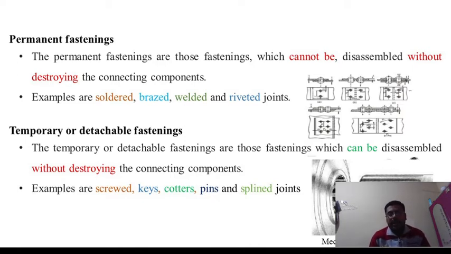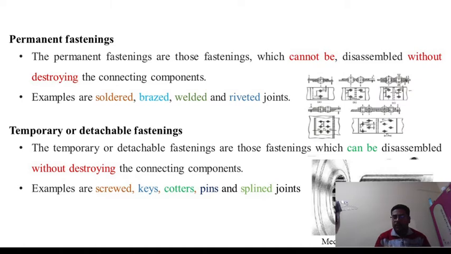The temporary or detachable fastenings are those fastenings which can be disassembled without destroying the connecting components. Means when you have assembled the component, you can reassemble it, and you can recall the material back. You cannot destroy the connecting component. Without any damage, breaking or wear of the materials, you can easily disassemble them. This is called temporary fasteners.